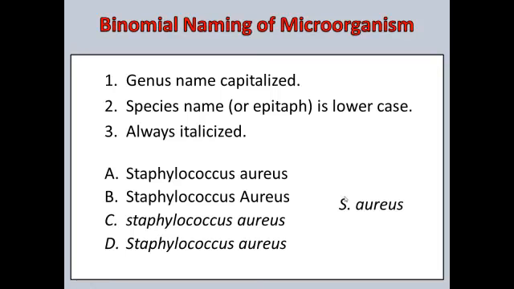Now, sometimes we abbreviate this, where we abbreviate the genus name to one capital letter and have the species name written out. So, that's binomial naming of microorganisms. That's what you need to know to get this correct on exams and to not have points taken off on your CAP assignments and your oral presentations in lab.